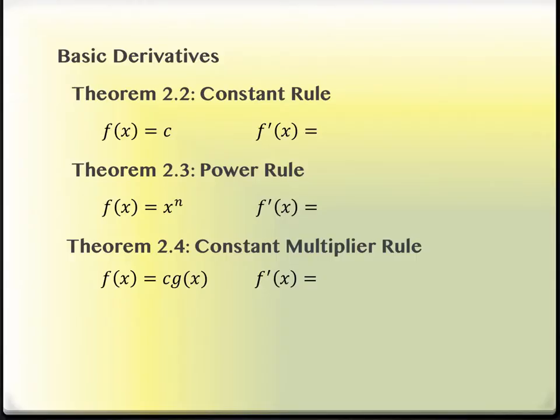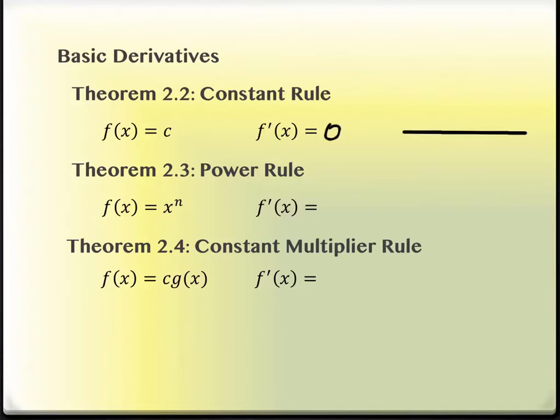So we'll start with the constant rule. And I'll justify a few of them as we go because some of them are really easy to see why they are what they are. The constant rule is the equation f of x or y equals a constant. And if you think about what that line looks like, it's a horizontal line. And what's the slope of a horizontal line? 0. So the derivative of any constant is 0.